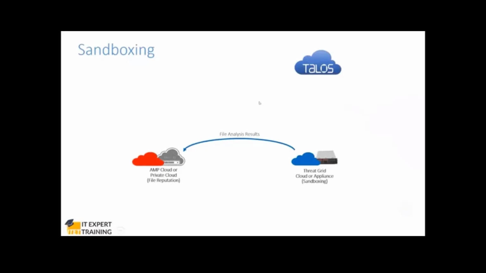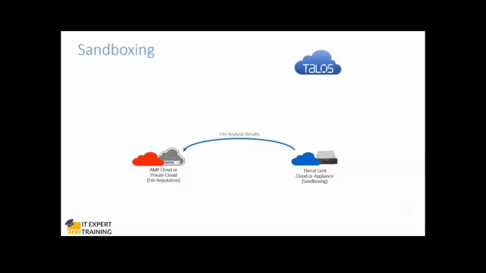Cisco has Threat Grid as a technology, a cloud-based or appliance sandboxing service, along with the advanced malware protection service and AMP file reputation services. This cloud-based database keeps updating for unknown, malicious, and clean files, and also indicates if a file is still unknown or even unseen before. So this AMP cloud, private cloud or public cloud, keeps talking to the Threat Grid to get the latest updates for all the files.